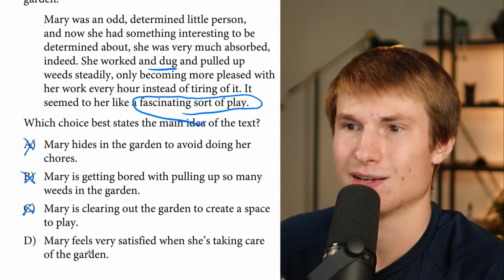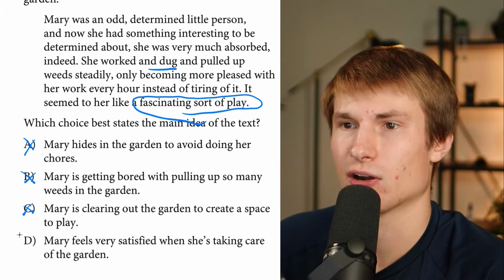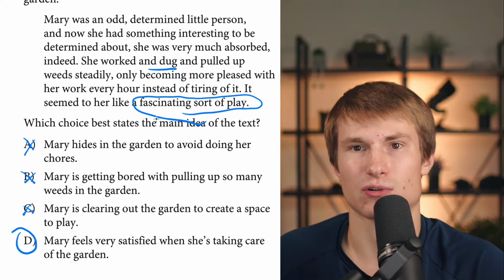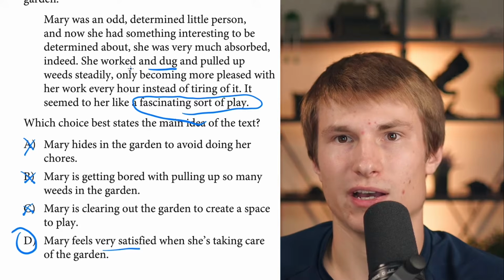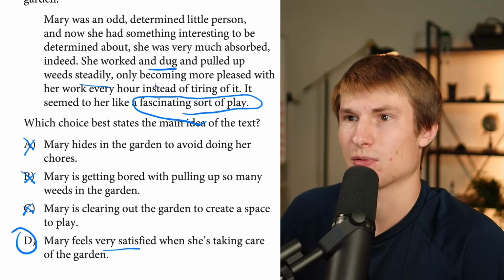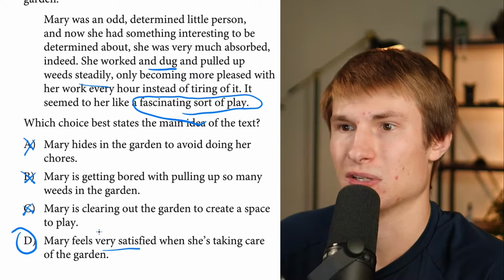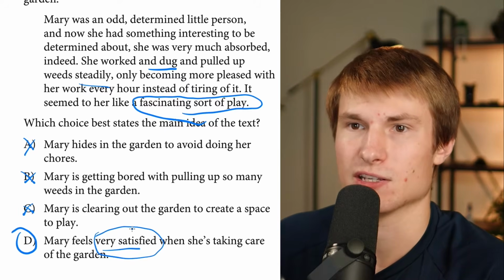And then we have D, Mary feels very satisfied when she's taking care of the garden. Yes, to her it's a fascinating sort of play. Taking care of the garden is the play, and it does make her feel satisfied. If we go up, we have she dug up the weeds steadily, only becoming more pleased with her work. So pleased with her work would be what supports that very satisfied. Okay, so D would have to be our answer.